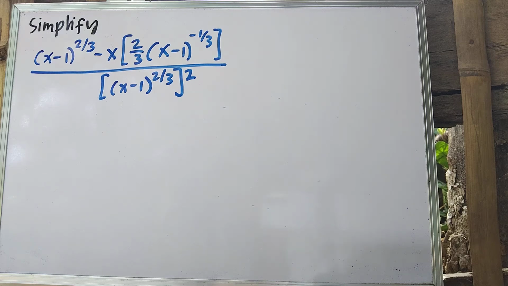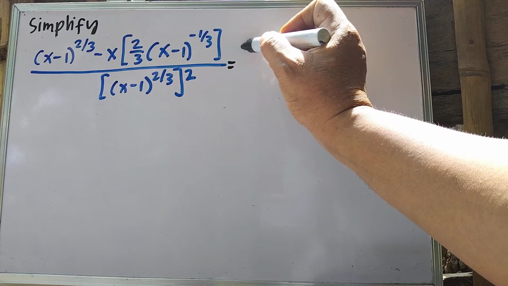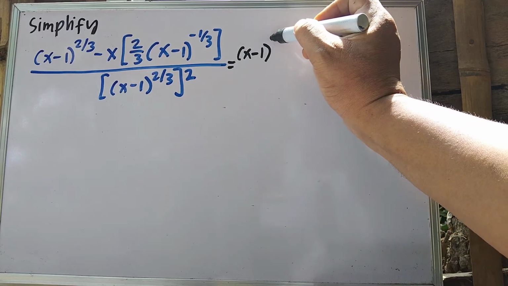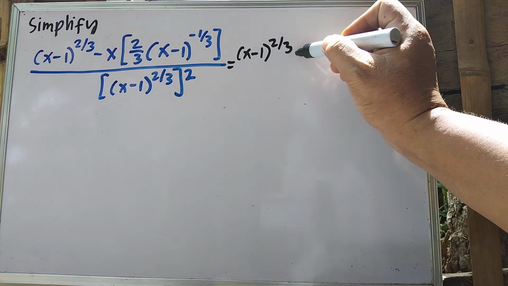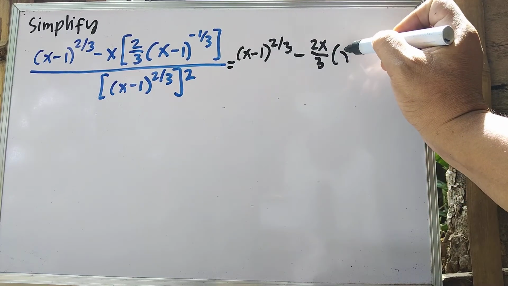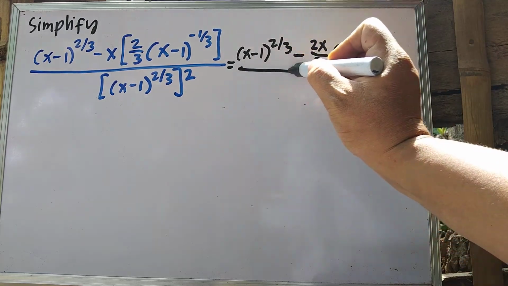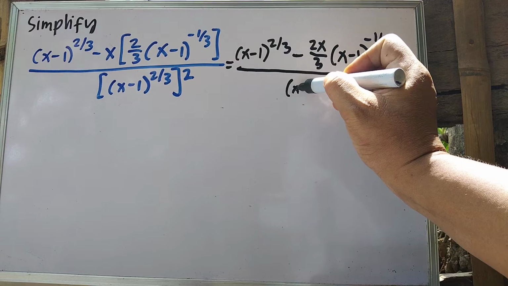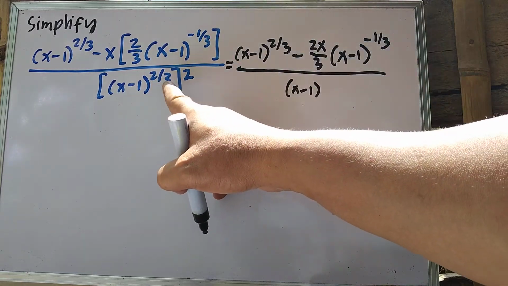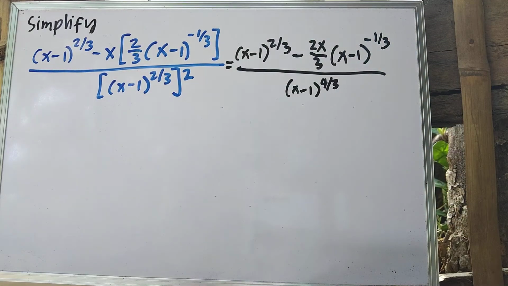Okay? Just the same. So, ang mangyayari, you have, i-copy nyo lang yan, x minus 1 to the power of 2 third, then minus 2x over 3 times x minus 1 to the negative 1 third, all over x minus 1, 2 third times 2, you have 4 over 3. Okay? So, patuloy tayo.